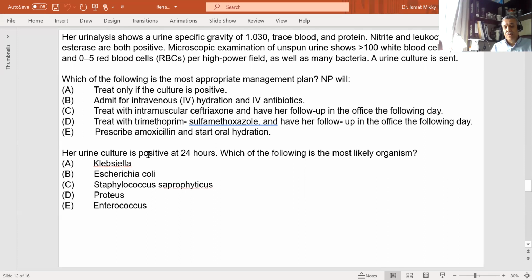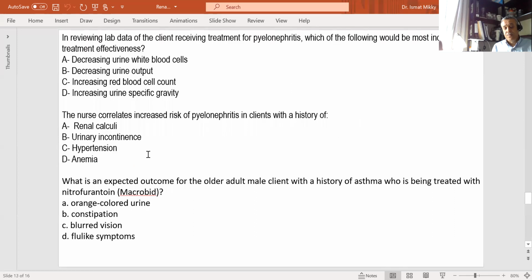So the answer is E. coli, and we answered this question earlier twice. E. coli is the most common organism in the urine culture when the patient develops UTI. Next question, the answer is A, decreasing urine white blood cells.